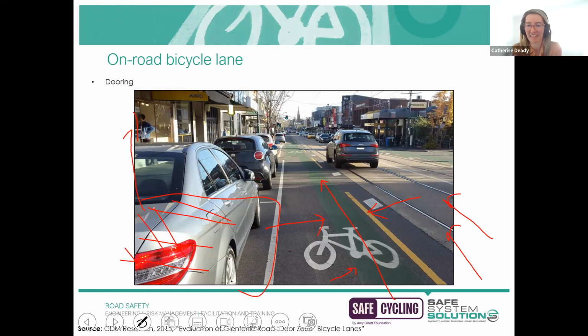I guess it's the added benefits to the alfresco dining too, isn't it? It's always nice not having to sit next to a parked vehicle when you're eating your lunch and having your coffee. That's right. Not a great smell.